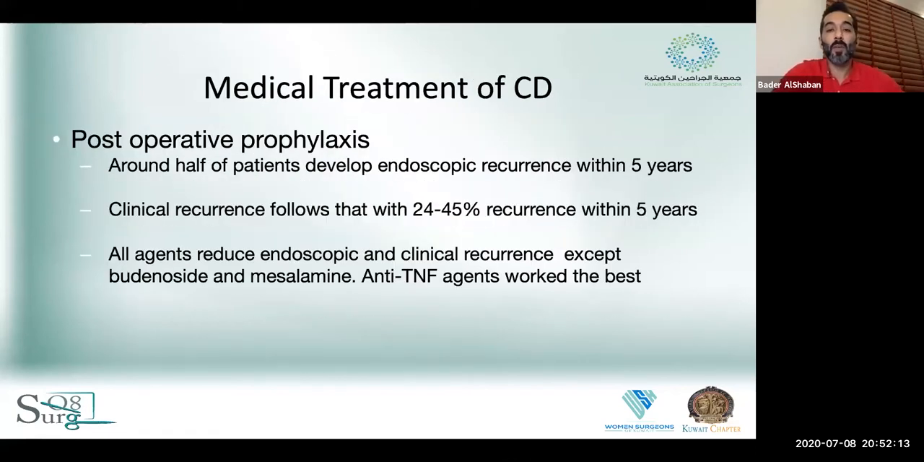Post-operative prophylaxis may be warranted in certain patients that get operated on for Crohn's disease, because around half of the patients may develop some endoscopic recurrence within 5 years. That being said, not everybody does develop clinical recurrence, which follows in about 25 to almost 50% within those 5 years. All agents are good in reducing the endoscopic and clinical recurrence except for antibiotics and mesalamine, and the biologics have been noted to be the best.